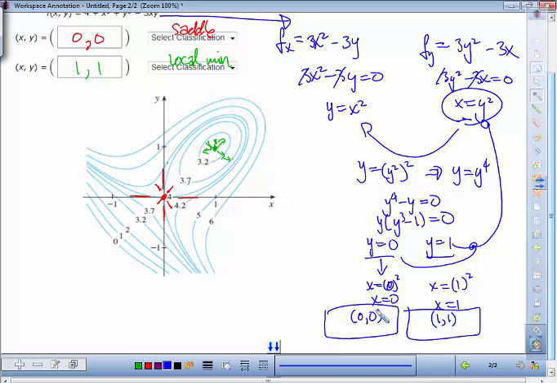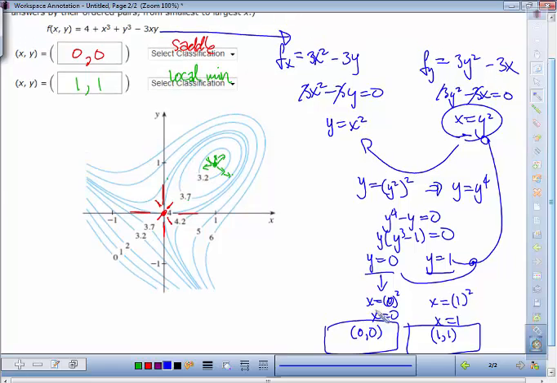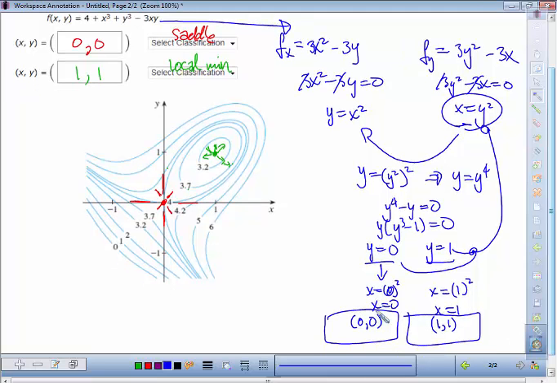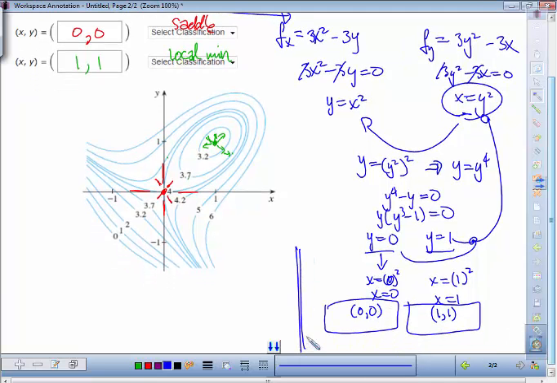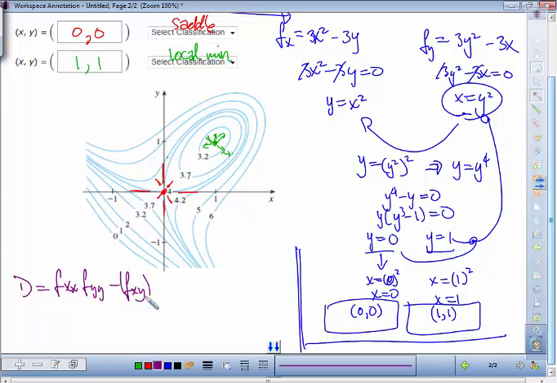Now for each of these critical points, what we want to do is run it through a discriminant machine, the function machine where we get the discriminant. So we need to find the discriminant. And if you remember the formula, it's fxx times fyy minus fxy quantity squared. So we just go back to our fx. We want to take the derivative of fx with respect to x.